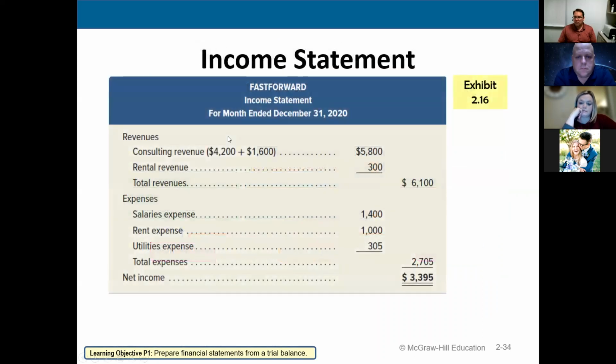So an income statement summarizes all of the revenues and all of the expenses of a business for a given period of time. For the one business we just went through all those transactions for, we see that they had consulting revenue plus rental revenue, which give them a total revenue of $6,100. Then they had their expenses. The revenue minus the expenses is what we call our net income. Sometimes people will call that net profit. That's the money the business earned from operating during that period.